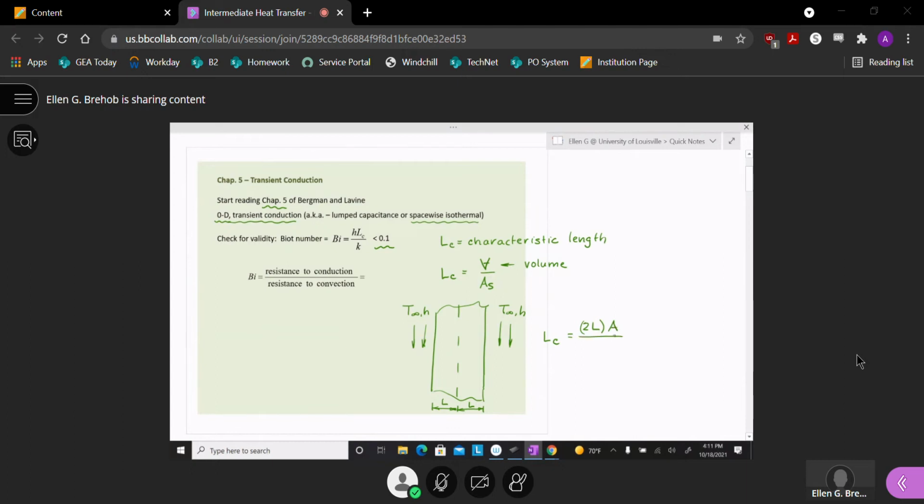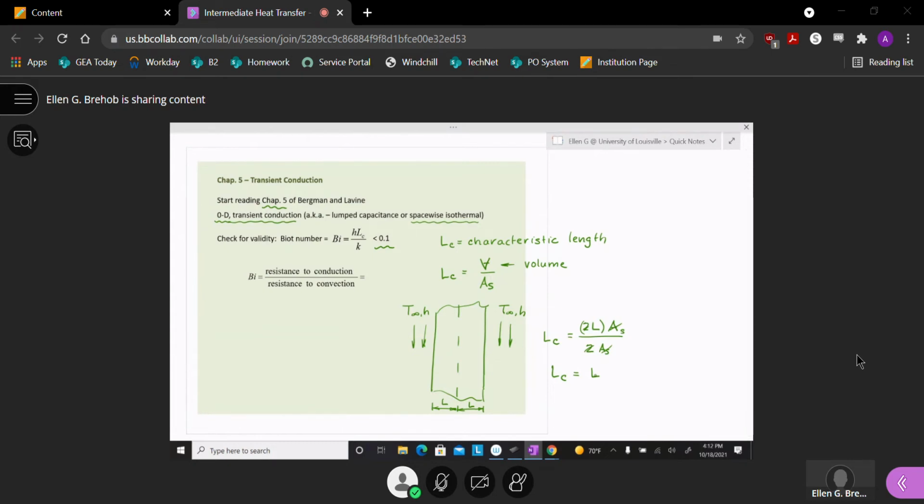All right. In the denominator, we want to think of what surface area is exposed to convection. And we have 2 faces being exposed to convection. So if I was calculating my characteristic length, in this case, it would be half the thickness, or L thick.